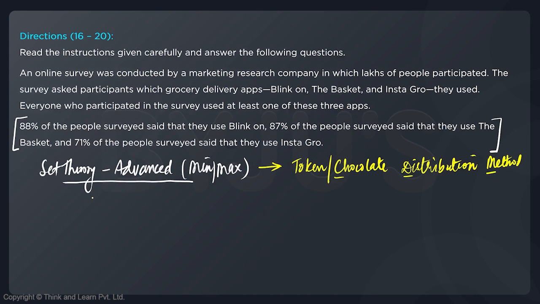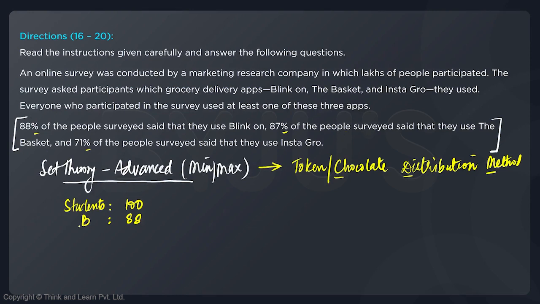Now for this, we are going to assume that there are a certain number of students. The students are going to be the total number of people we have. Since the question is based on percentages, our assumption is that there are 100 students. We can take any number, but 100 is going to be easier. For Blinkon, we will use the letter B and say 88 students like chocolate of B type.